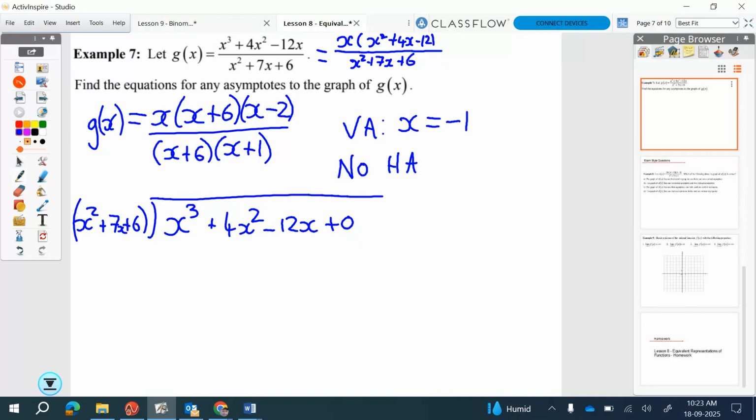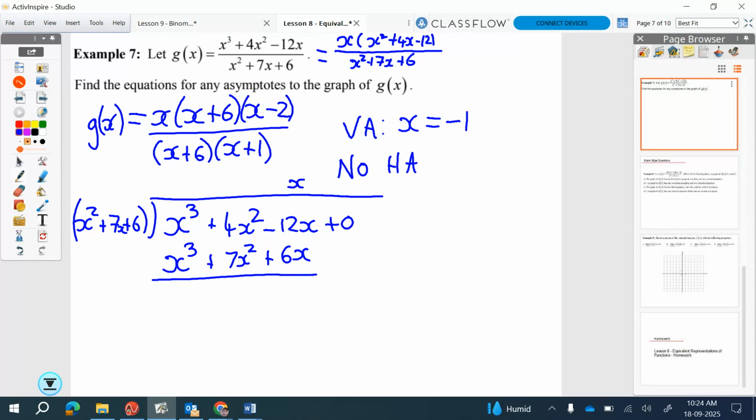So we are looking now. What do we multiply x squared by to get x cubed? We're going to multiply by x. And then write it over here in this column. Keep terms of the same degree in the same column. So x times x squared will give x cubed. x times 7x will give 7x squared. x times 6 will give plus 6x.